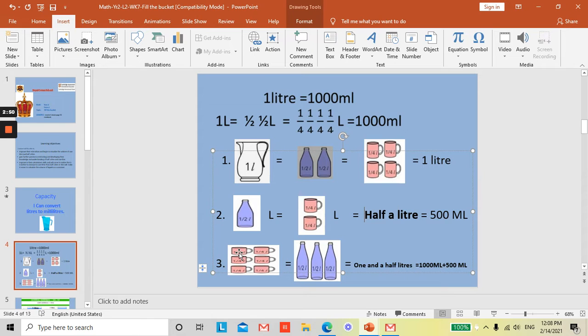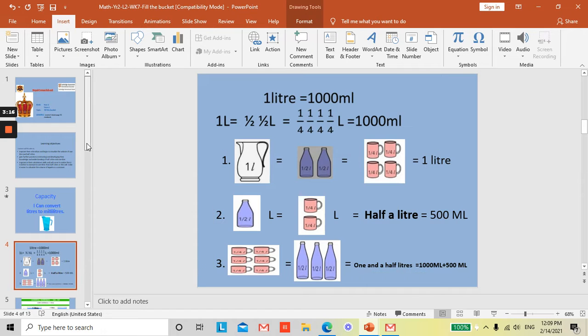We have 6 quarter liters. 6 quarter liters is the same as 1.5 liters, and also the same as 1,000 milliliters plus 500 milliliters.